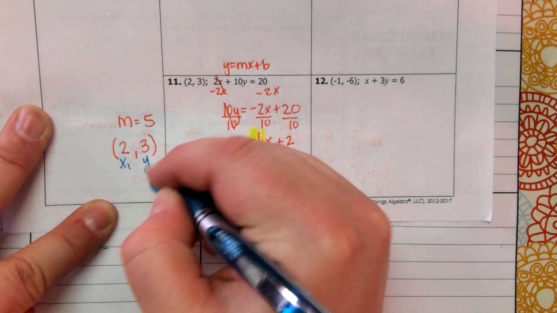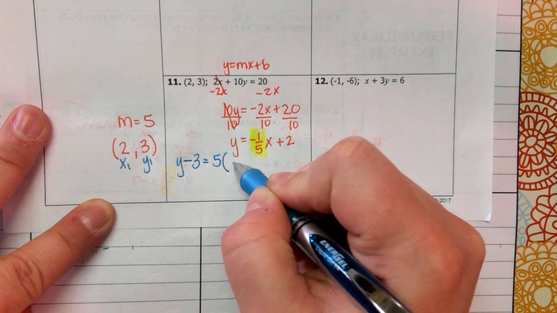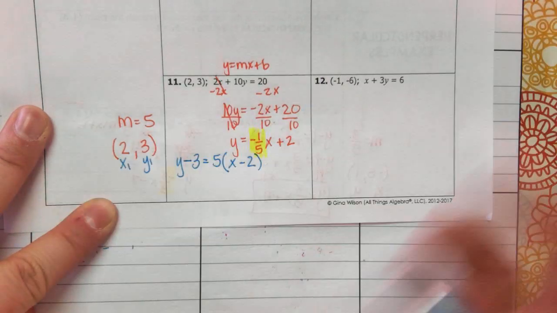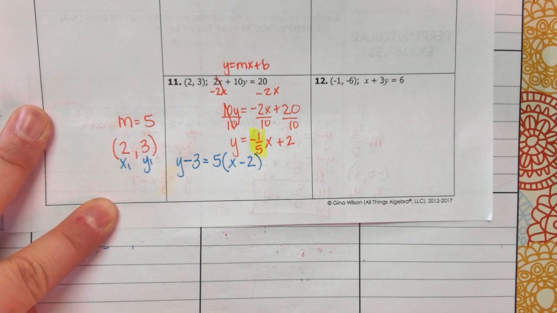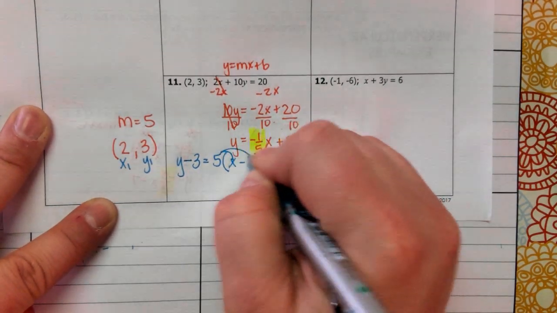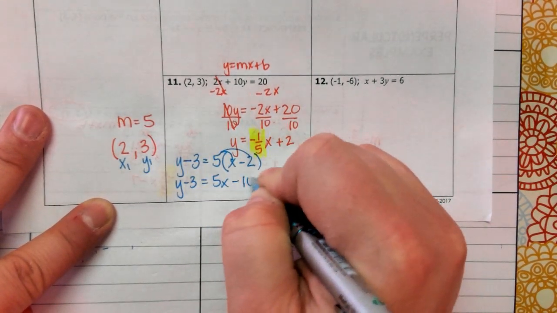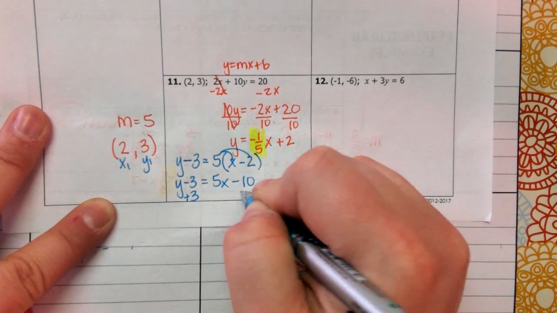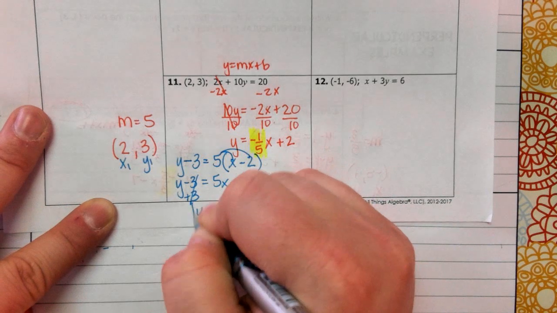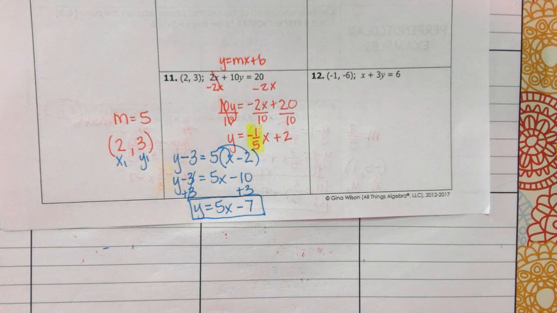So x1, y1, y minus 3 equals 5 times x minus 2. It looks like you're lagging. Is that a formula we used like yesterday? No, 2 days ago. Well, we've been using it pretty much every day. So distribute: y minus 3 equals 5x minus 10 and plus 3. Y equals 5x minus 7. So your point is there to plug in to make your new formula.